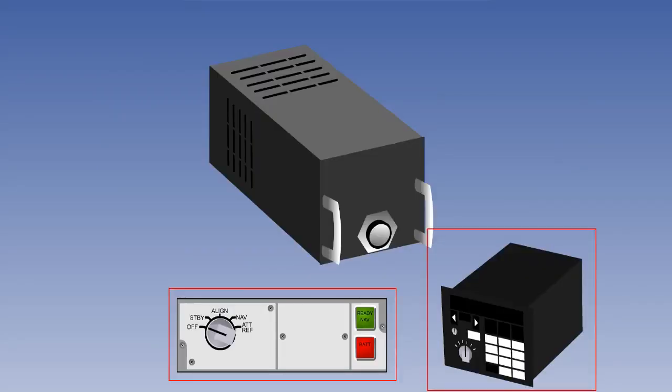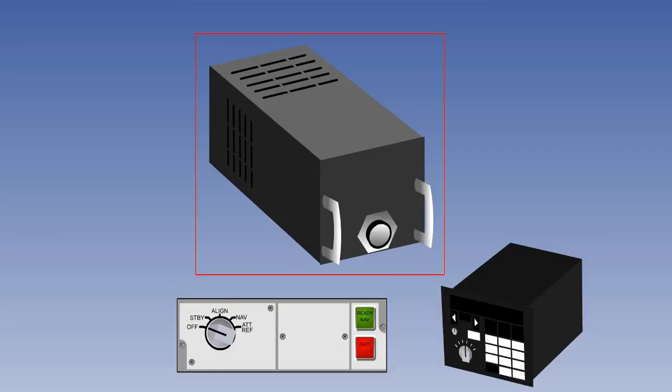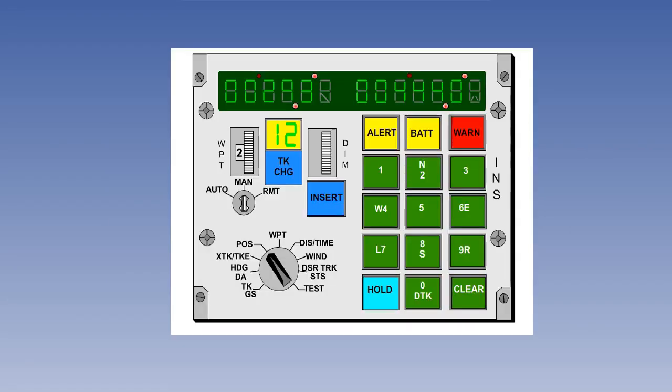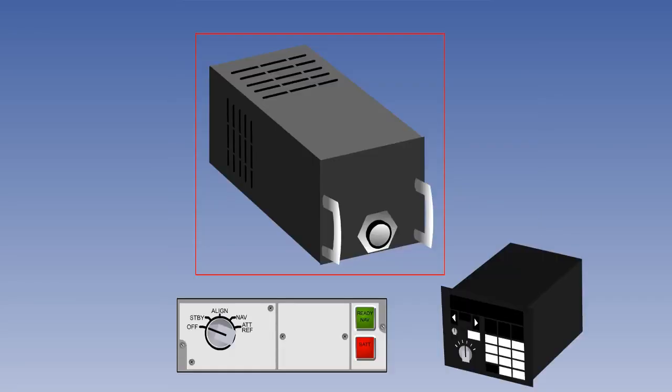There are 3 basic units in the INS. 2 of them are on the flight deck and are operated by the pilot. The third can be remotely located in the aircraft and does not have to be accessed in flight. The 2 components located on the flight deck are the Mode Selector Unit, often abbreviated to MSU, and the Control and Display Unit, often called the CDU.